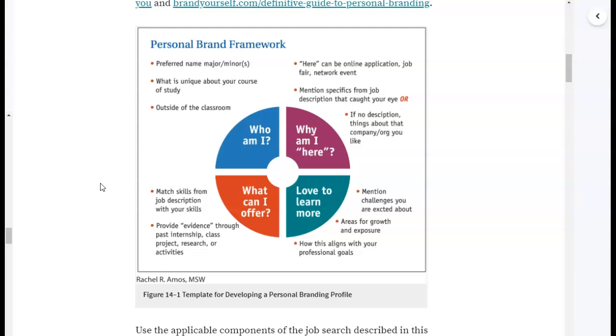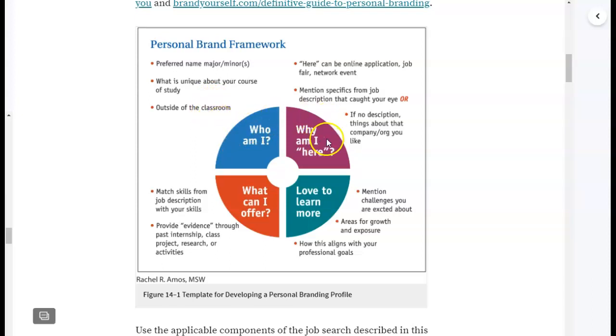On page 493 of your text, there is a helpful little graphic called the Personal Brand Framework. And it is very helpful in organizing your thoughts for the job application cover letter. First off, you want to be able to describe who you are.